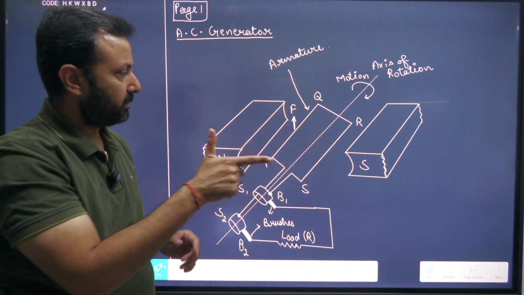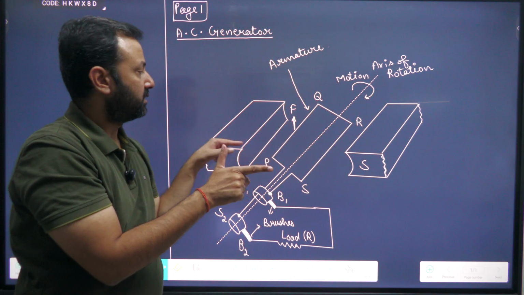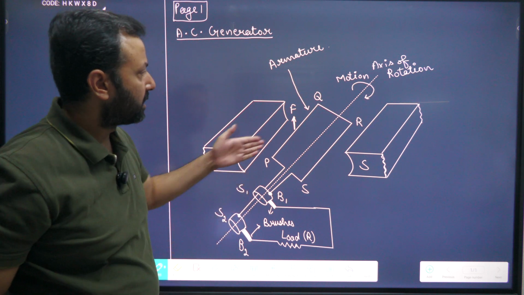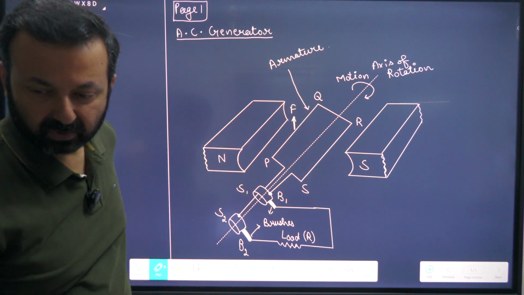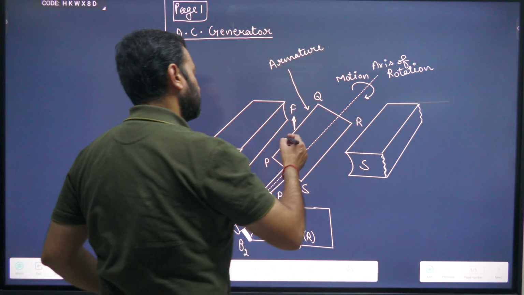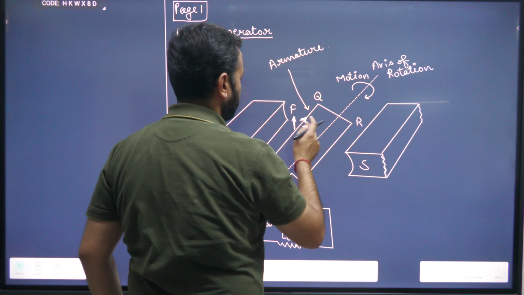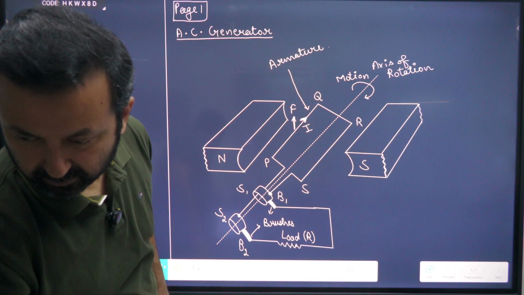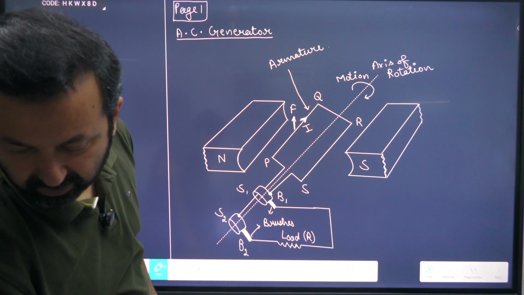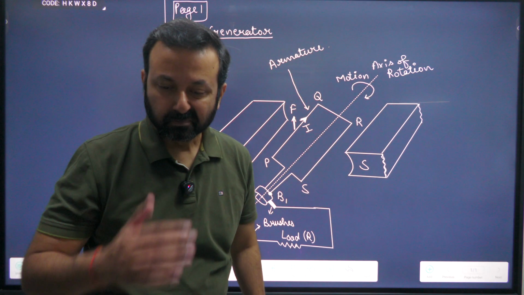Thumb means force. Force is in the upward direction. Magnetic field is in the north to south direction. Then the central finger is into the page. It means that current is flowing into the page. Current is going from P to Q. So this is the direction of current which we see. Is this clear to you? Anusha, is this clear to you? Yes, sir. Okay.